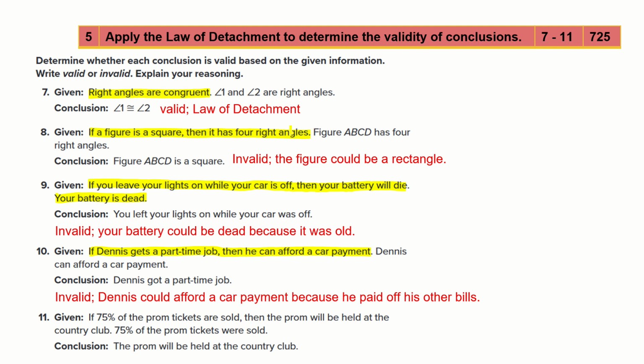Question 11 says if 75% of the prom tickets are sold, then the prom will be held at the country club. So 75% of the prom tickets were sold. Can we conclude that the prom will be held at the country club? Yes, for sure. So this is valid by the law of detachment.